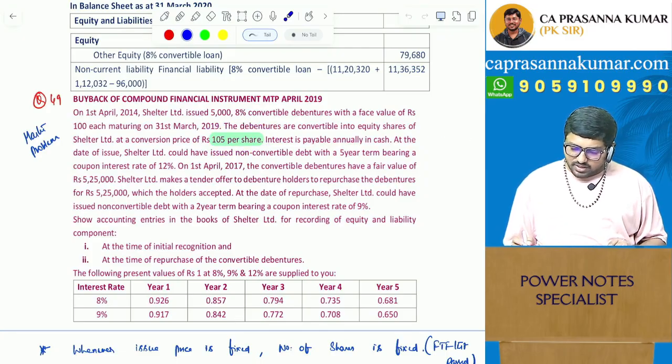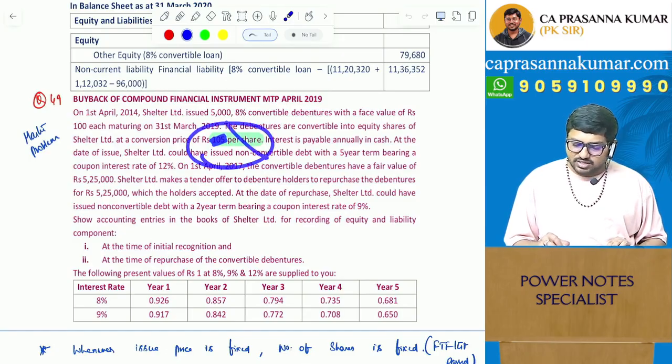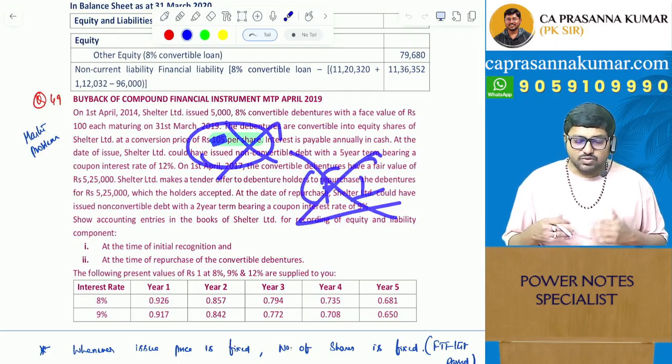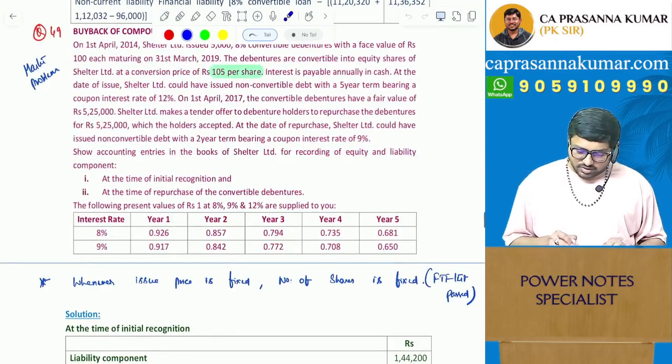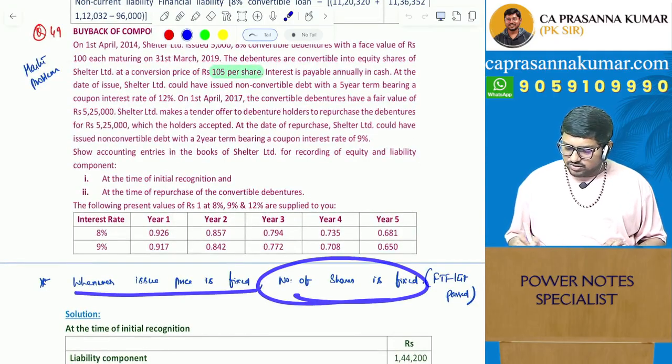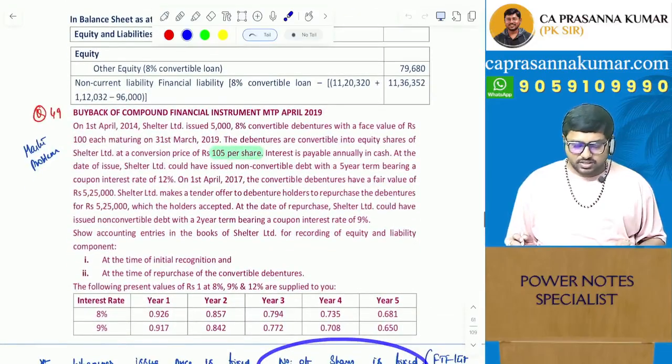Got it? Suppose it is market price per share and the issue price is not fixed, then what will happen? Then it will become a variable number of shares. In that case, it will not satisfy the fixed to fixed test. In that case, there is no equity. If there is no equity, there is no CFI. If there is no CFI, there is no question of solving this sum. You understand the point? Here also I've written: when issue price is fixed, number of shares is also fixed. Therefore, fixed to fixed test is passed.